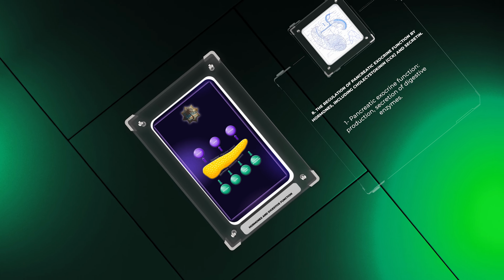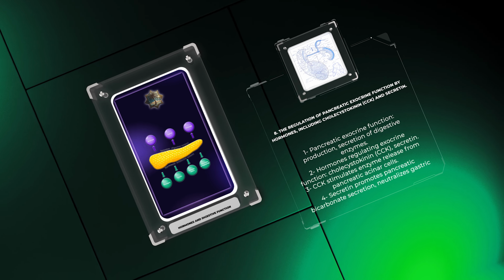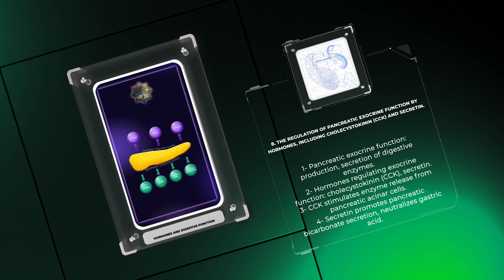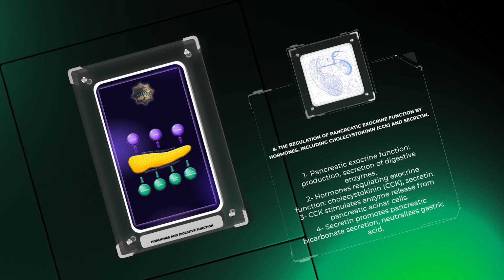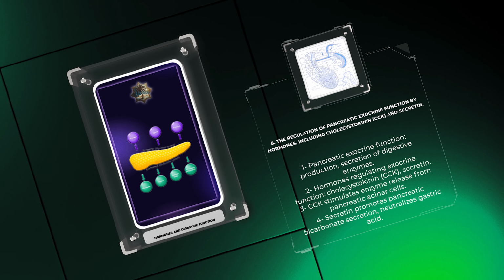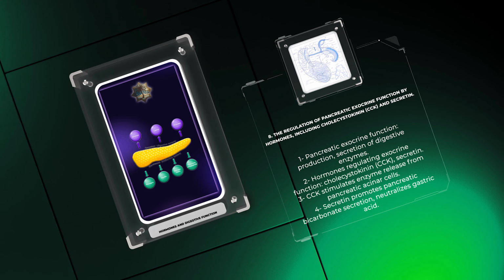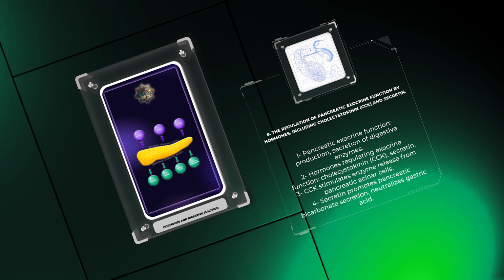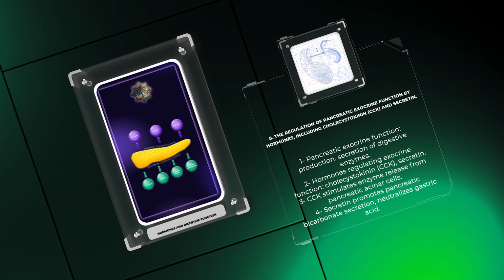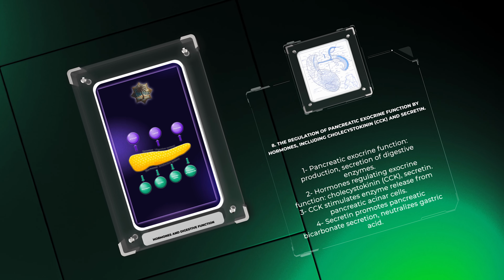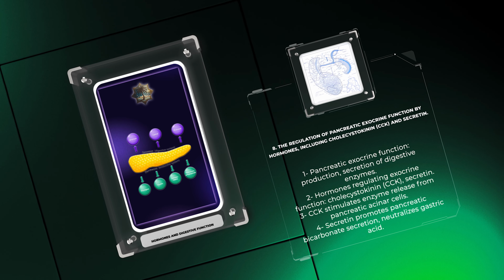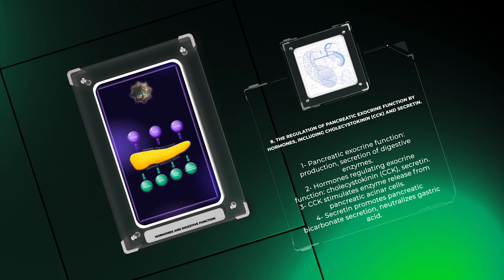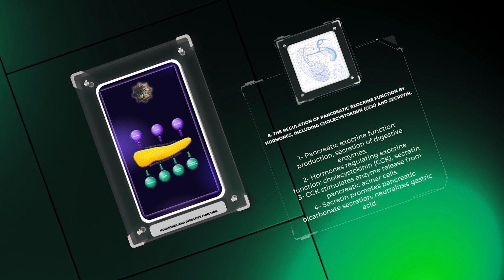Pancreatic exocrine function, responsible for the production and secretion of digestive enzymes, is tightly regulated by various hormones. Cholecystokinin, CCK, and secretin are two important gastrointestinal hormones involved in the regulation of pancreatic exocrine secretion. CCK, released in response to the presence of food in the duodenum, stimulates the release of digestive enzymes from pancreatic acinar cells. Secretin, on the other hand, promotes pancreatic bicarbonate secretion, aiding in the neutralization of gastric acid in the small intestine. Understanding the mechanisms and functions of these hormones in pancreas regulation is crucial for managing exocrine pancreatic disorders.